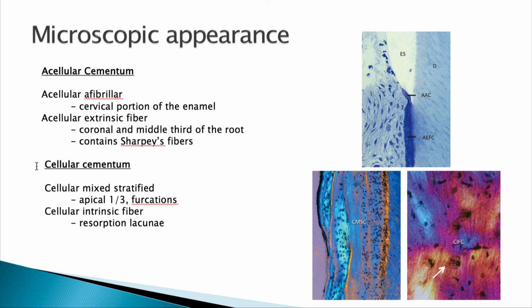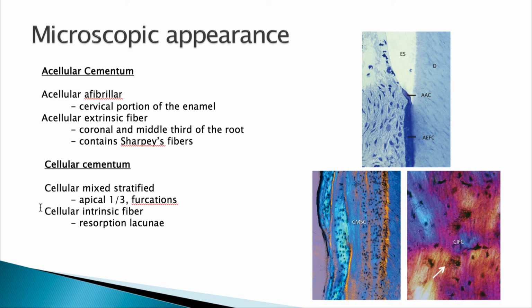If we have cementum where we are seeing cells present, we can define it based on two different definitions. We can have cellular mixed stratified cementum, which occurs in the apical third of roots and within furcations. It contains both extrinsic and intrinsic fibers as well as cementocytes. Cellular intrinsic fiber cementum, on the other hand, is found mainly in resorption lacunae, and it contains intrinsic fibers and cementocytes.